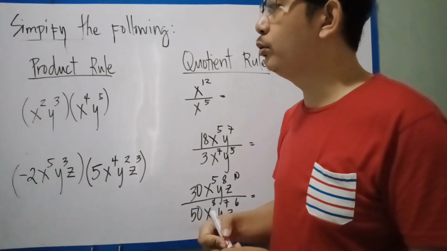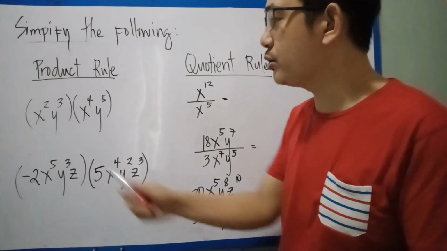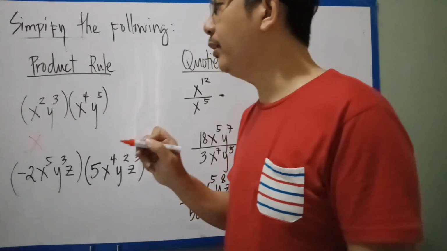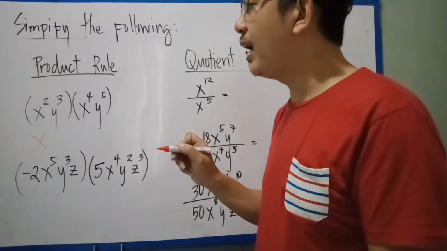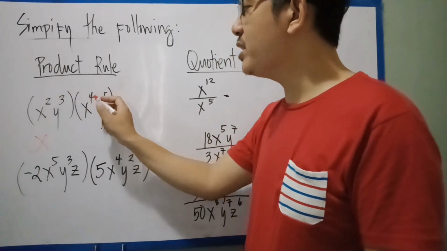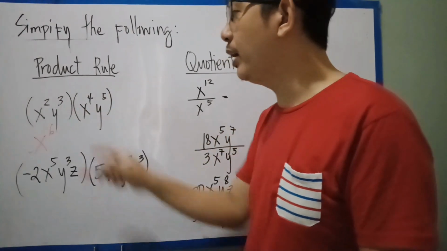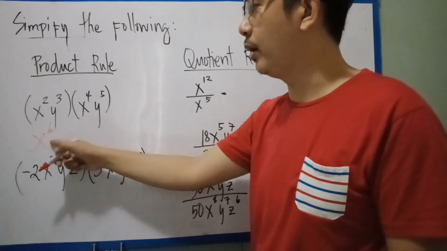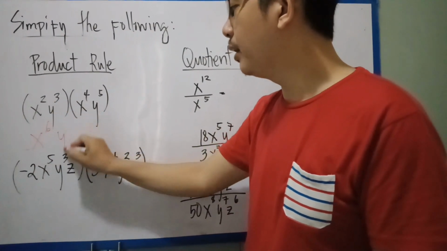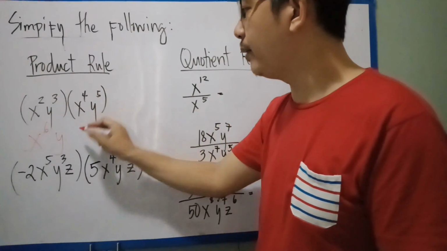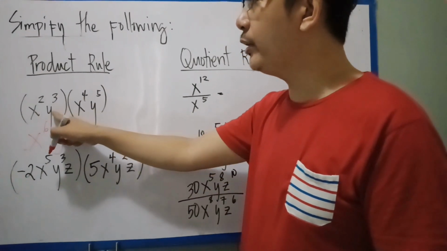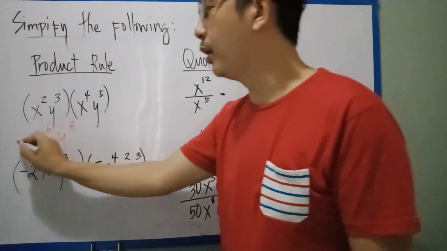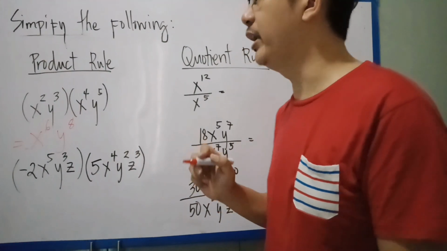So how are we going to apply the product rule? First, as you notice, they are the same x. So just copy x. Then we're going to add the exponents. So 2 plus 4 is equal to 6. So therefore, x squared times x to the fourth power is equal to x raised to the 6th power. Then copy y, then add the exponents 3 and 5. So this should be 8. So therefore, y cubed times y to the fifth power is equal to y to the 8th power. So that's the answer. Okay, next example.